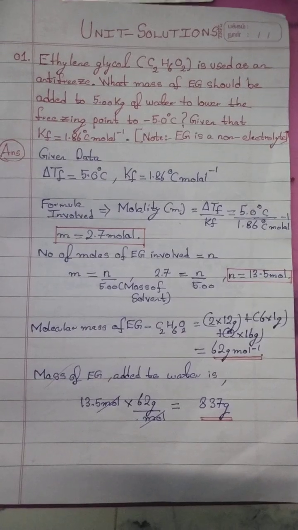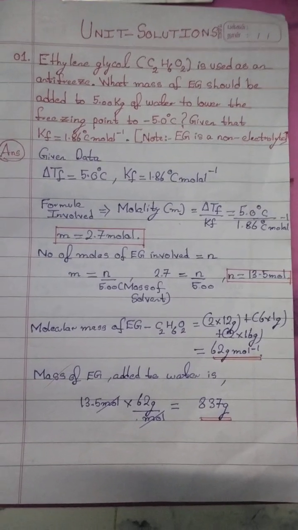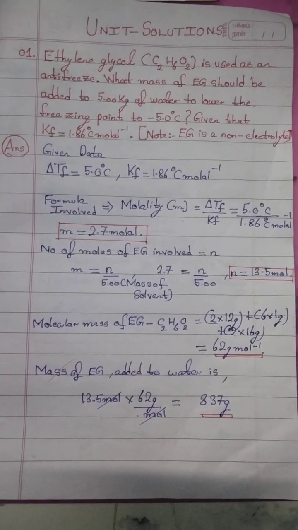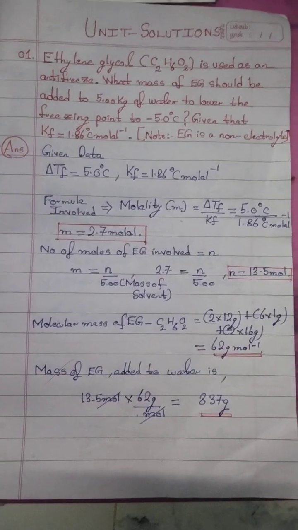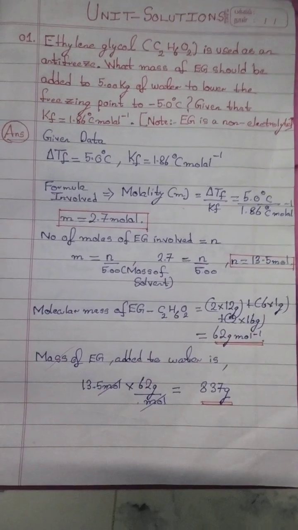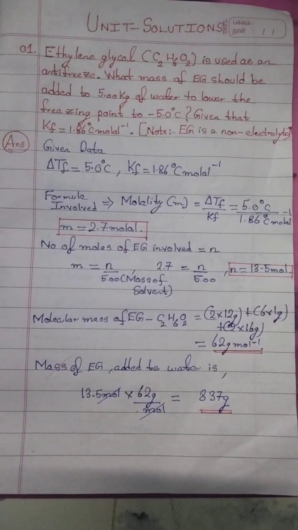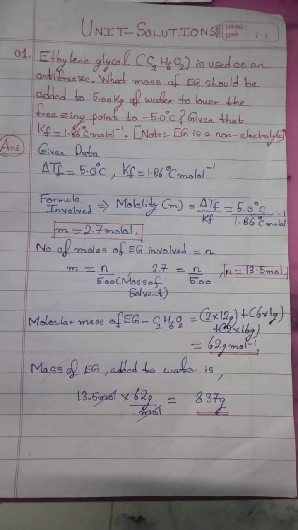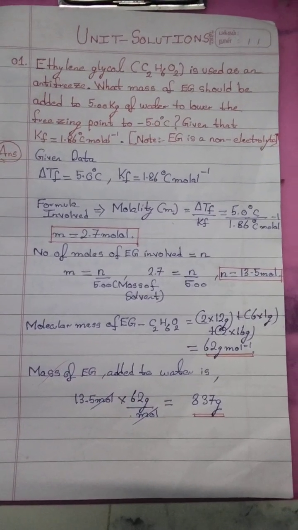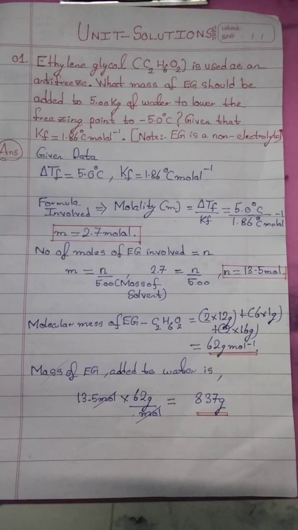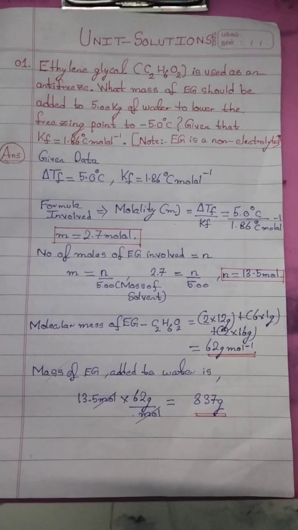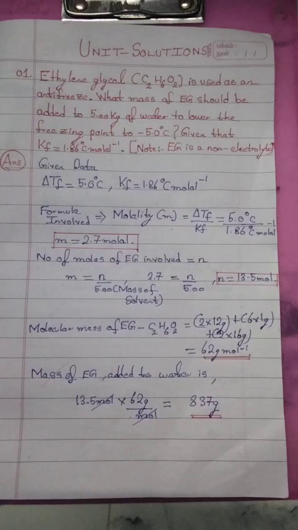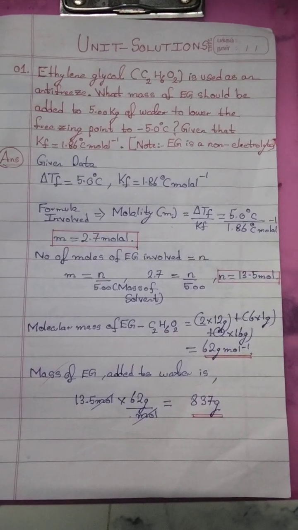The available data is delta Tf. Delta Tf stands for depression of freezing point, that is, on addition of EG there is a lowering of freezing point by 5 degrees Celsius. Kf, the cryoscopic constant, is 1.86 degrees Celsius molal inverse. The first formula involved is molality, small m, equals delta Tf divided by Kf, which is 5.0 degrees Celsius divided by 1.86. We get molality 2.7 molal.